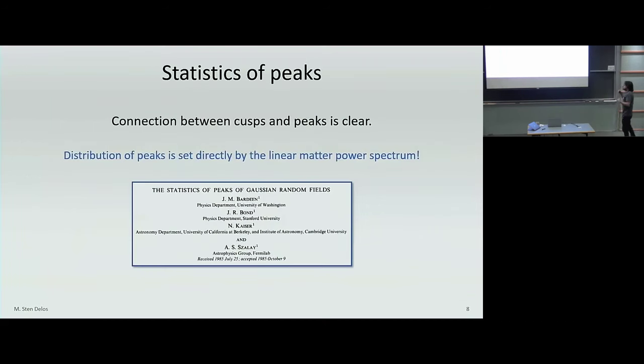Okay, so I've established the connection between a prompt cusp and the density peak that formed it. But what is the distribution of peaks in the first place? Well, that actually follows directly from the linear matter power spectrum in a way that has been well understood since, well, a long time ago.